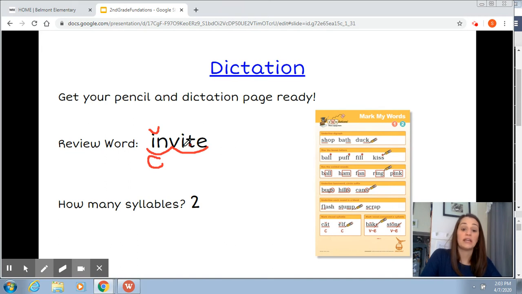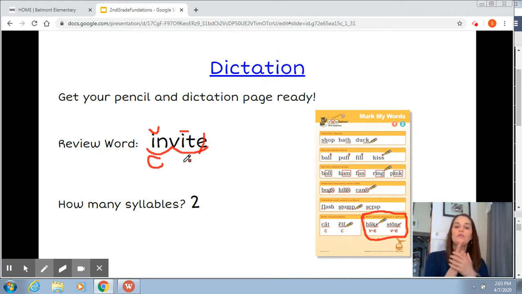So we have here a long I saying, I, invite. So we are going to put a macron on top, which is just a line to mark that I is long. Now that E, is he saying anything? No. And if you look down here, where it says Mark My Words, this is how we would mark our vowel consonant E words. We cross him off because he's quiet. He doesn't really need a macron or a breve because he's not making any sound. His only job is to secretly whisper to the I to say its long sound. Say your name, I.